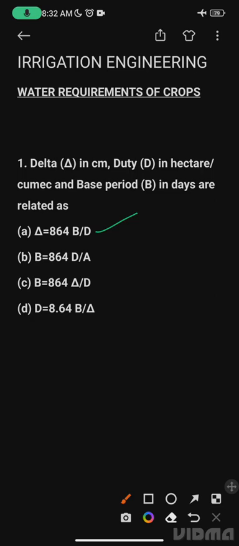Option A. 2. If duty is 1248 hectares per cumec and base period is 120 days for an irrigated crop, then delta in meters is given by A 102.8, B 0.73, C 1.38, D 0.01. Answer: B 0.73.